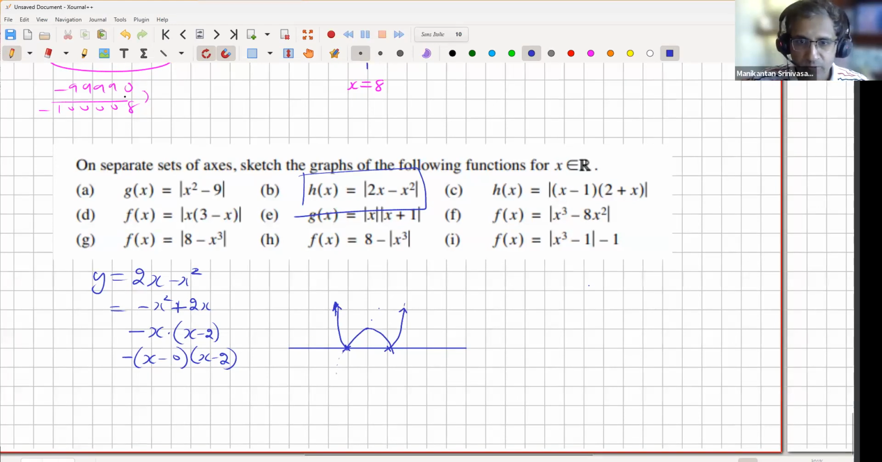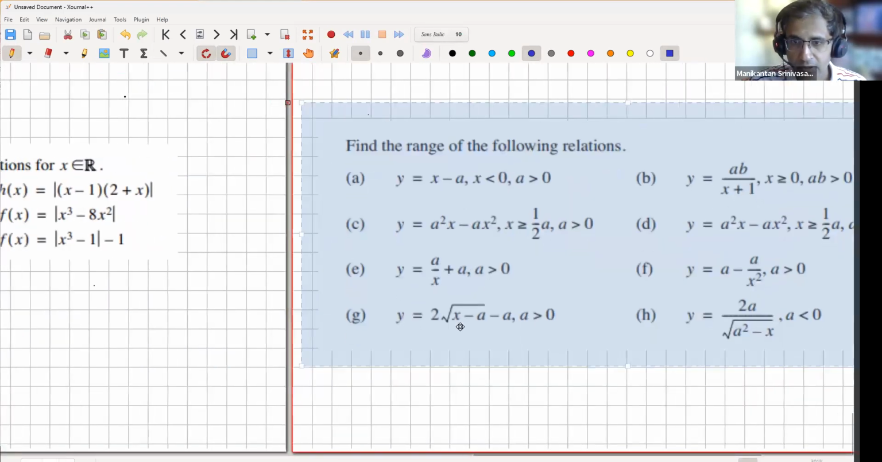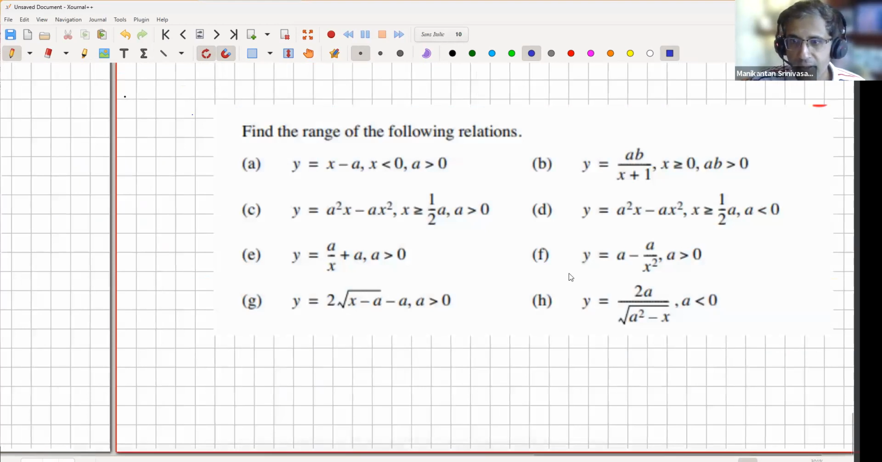Yeah, I'll give more practice problems. I want to do some variety of questions. Let's do. Can we do, find the range of these following relationships. I'll give you this last one, H1. Can you find the range of this? 2a by square root of a square minus x.